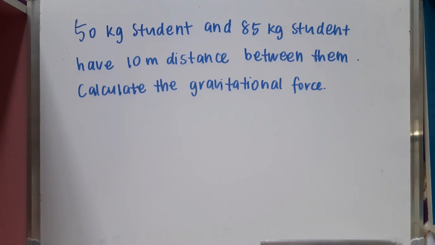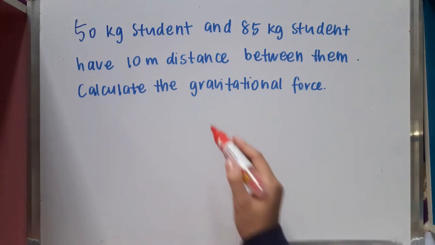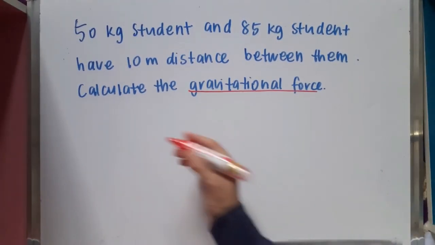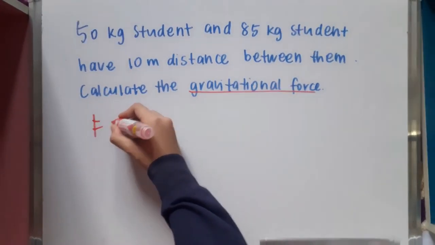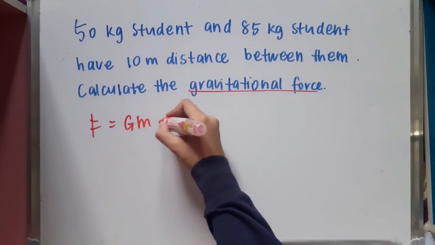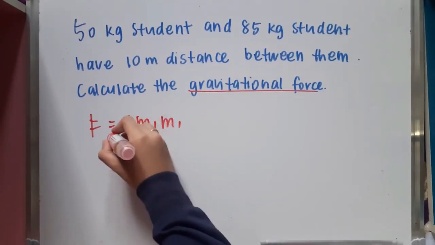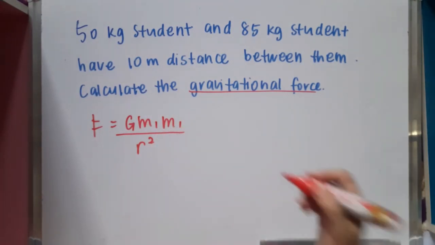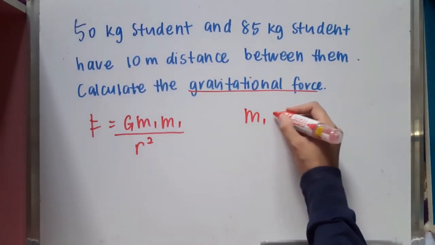Okay class, so let's take a look at this example. A 50 kg student and an 85 kg student have a 10 meter distance between them. Calculate the gravitational force. So we need to find the gravitational force. The formula to find the gravitational force is F is equal to G m1 times m2 divided by r square.